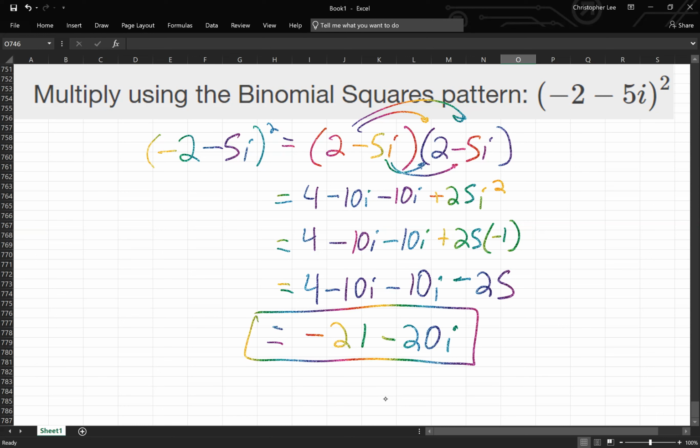Everybody got that answer? You got positive for which one? Oh, yeah, me too. Plus 20i? Yeah, me too. That's interesting. Oh, you know what? I actually made a mistake. There's a negative right here on the 2. My fault. I didn't write that right. So that's positive. Yeah, you're right. That's my mistake.